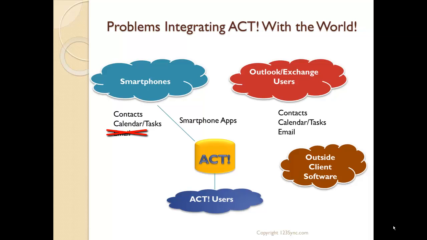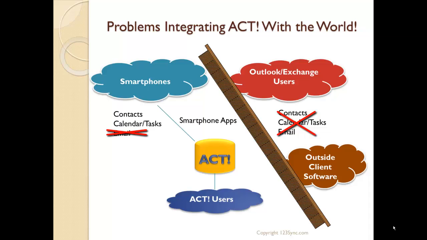Also, we've seen that all the contacts and calendar and email that reside on the Outlook or Exchange of other non-ACT users really don't get integrated into ACT and get ignored. So ACT is almost like a totally separate entity within the company. What we've seen here is there's a wall between ACT and the smartphones, and then the rest of the integration in the companies. It's like ignoring all the emails, contacts, and calendar items from the rest of the company that do not get integrated into ACT.